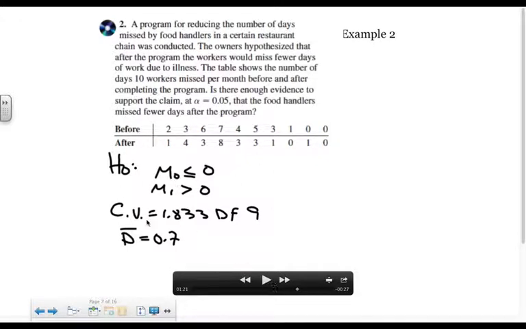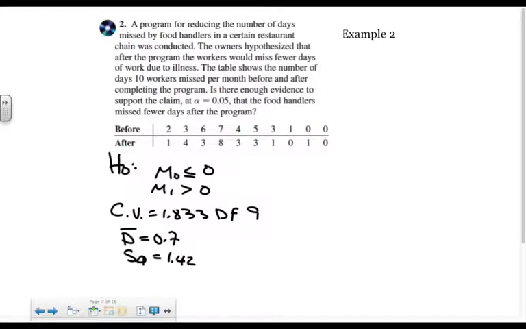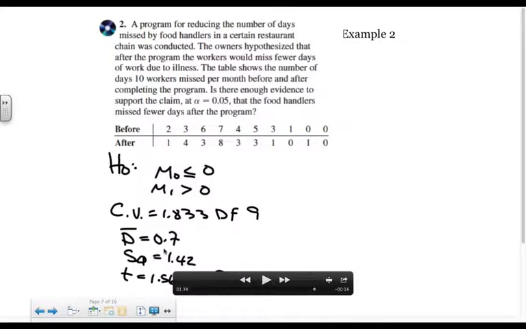So our critical value, if we look on the t-chart, has degrees of freedom of 9 because we have 10 data points. Critical value is 1.88. The mean difference between the two is 0.7. Your graphing calculator will calculate that for you. Our standard deviation is 1.42. Our t-test, when we run the test, is 1.56. We cannot reject. We cannot say that this difference is definitely bigger than 0. This number would have to be bigger than 1.833.